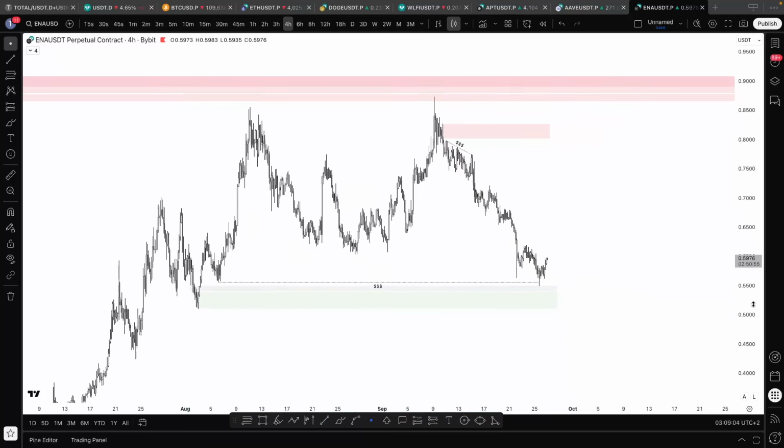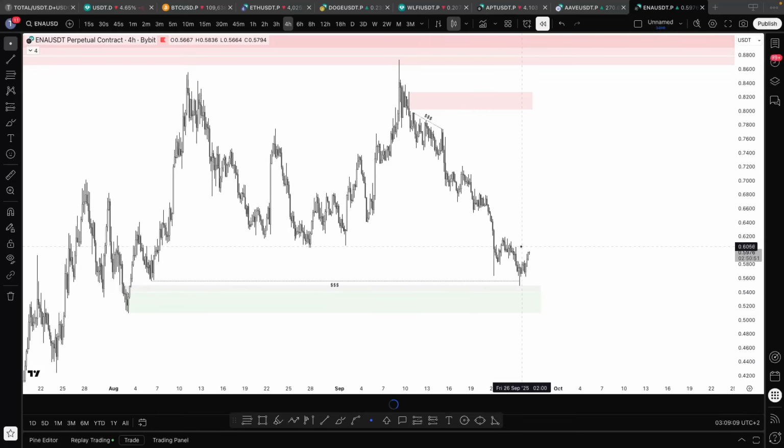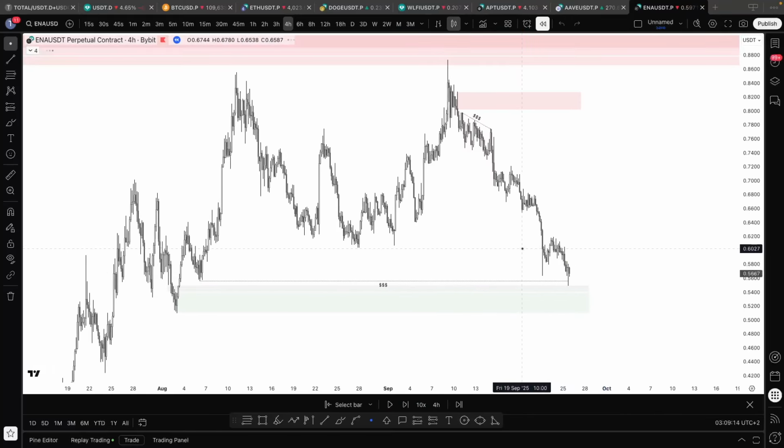This means the liquidity is already grabbed, and there's a chance for it to make a model 2. A model 1 would make less sense because liquidity is already grabbed.